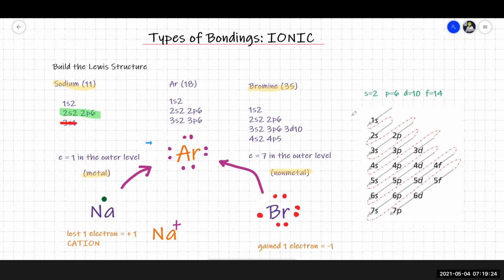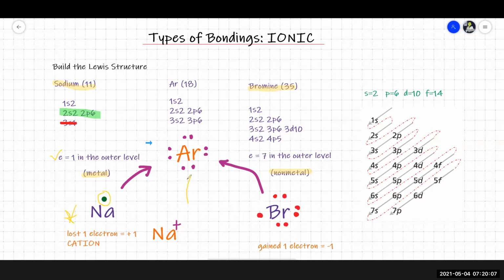The reason is because the metal is always going to act like a cation with a positive charge, and the non-metal will act like anions, okay, like anions with a negative charge. The reason is the following. In the case of sodium, sodium has one dot, which means one electron in the outermost level. Bromine has 7.